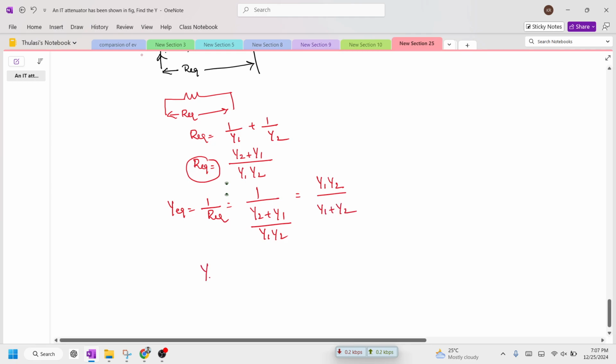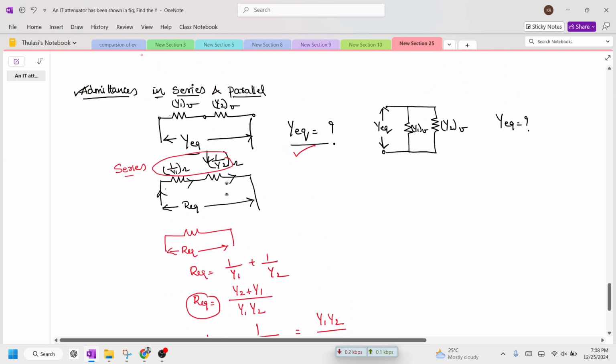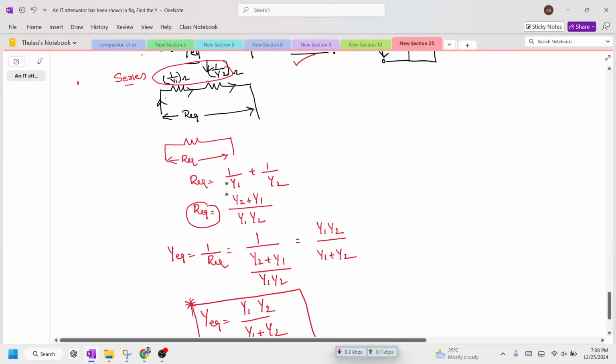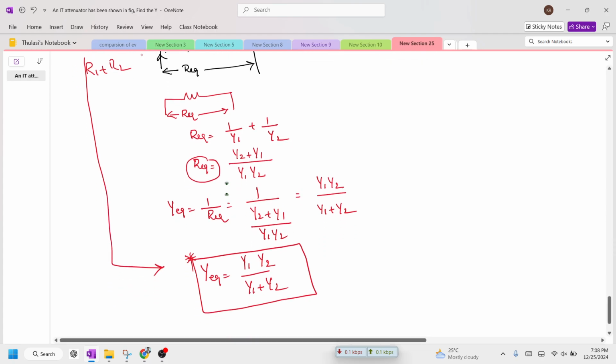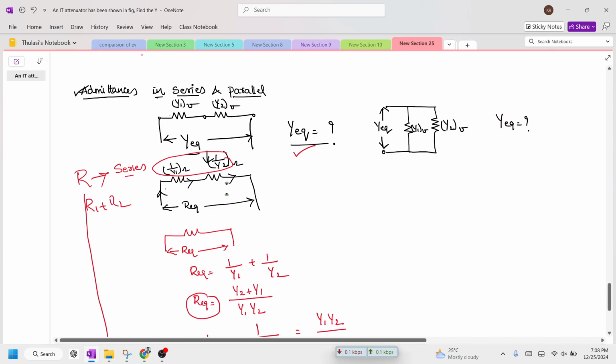So therefore the formula of y equivalent is equal to product of y1 and y2 divided by sum of y1 plus y2, which is the value of y equivalent when two admittances are connected in series. Generally the formula when two resistors are connected in series is r1 plus r2, but here you are going to get the formula of resistors connected in parallel. Why? Because everything is reversed here. So this is the formula of y equivalent when two admittances are connected in series connection.